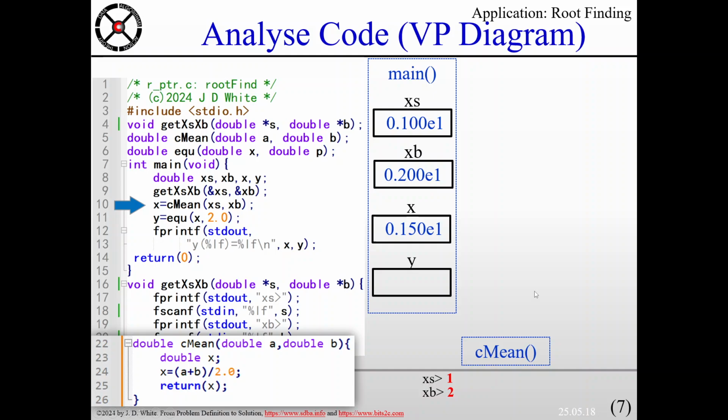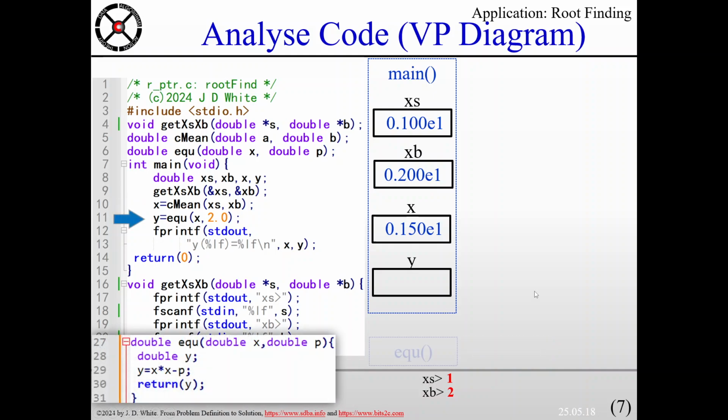Okay, then we call the equation. It receives the value of x and a value of 2 because I want to say I'm doing the square root. Okay, I'm fixing at the square root right now. So x2, so it's x squared minus p. Calculate static, it's 0.25. And it returns 0.25 to the main program.